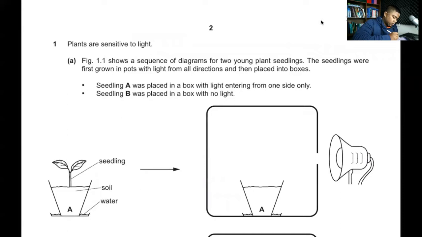Question number 1. Plants are sensitive to light. Figure 1.1 shows a sequence of diagrams for two young plant seedlings. The seedlings were first grown in a pot with light from all directions and then placed into boxes. Seedling A was placed into a box with light entering from one side only. Seedling B was placed in a box with no light.